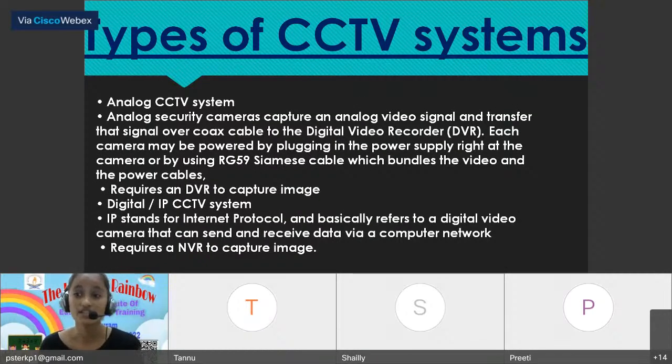Next, types of CCTV systems. There are two types of CCTV systems: analog CCTV system and digital or IP CCTV system.